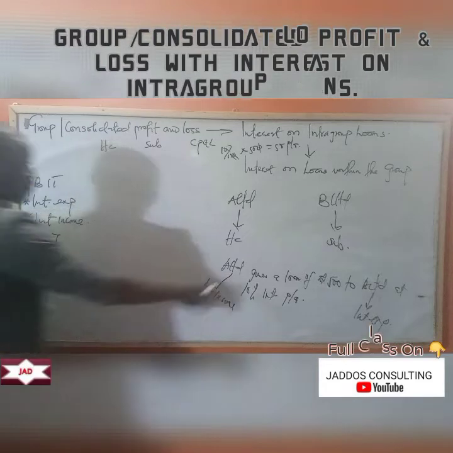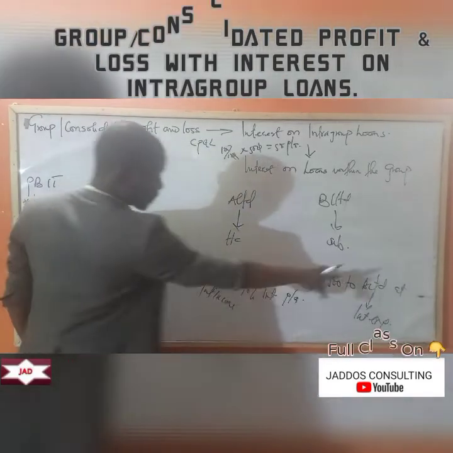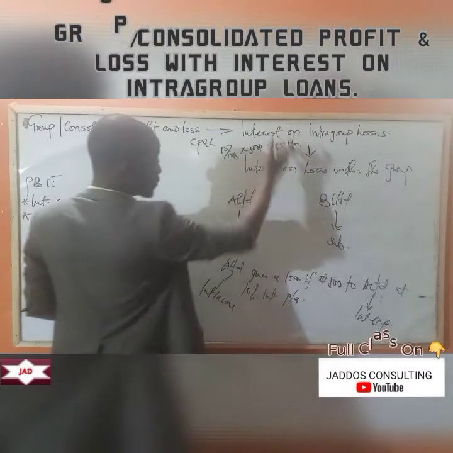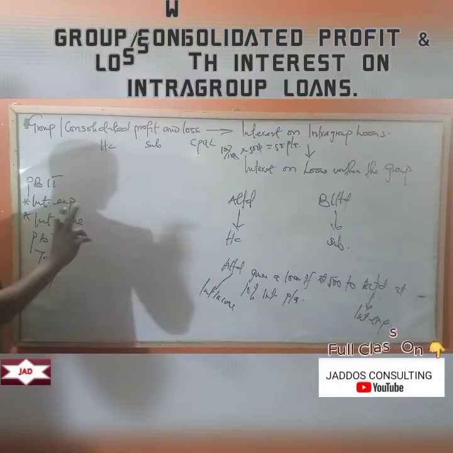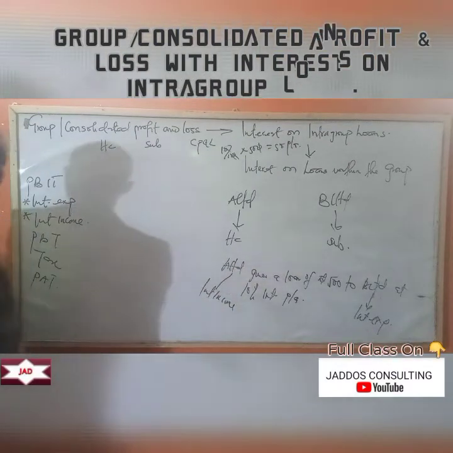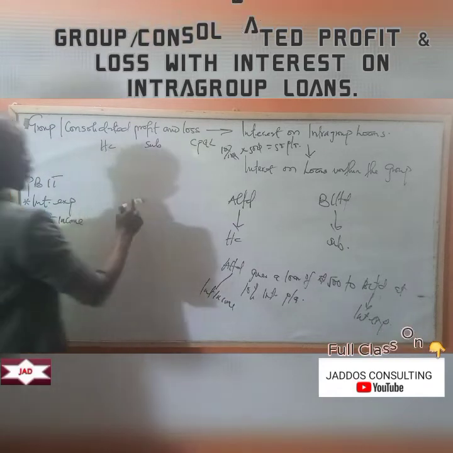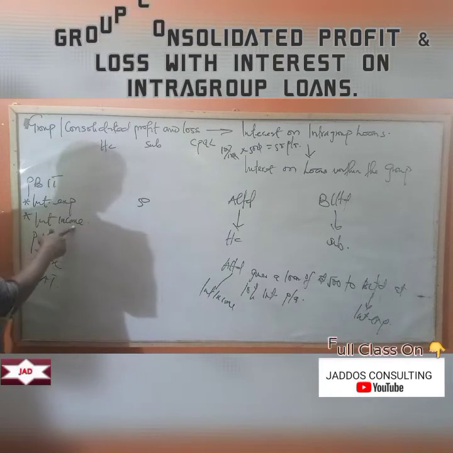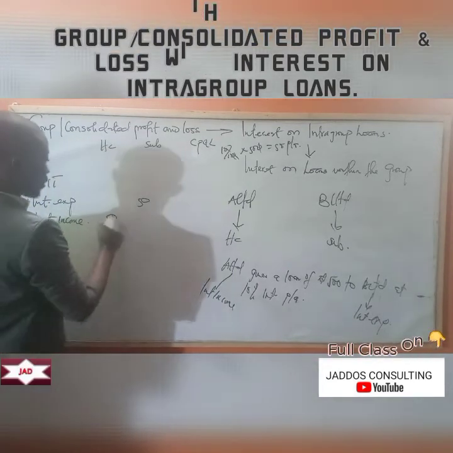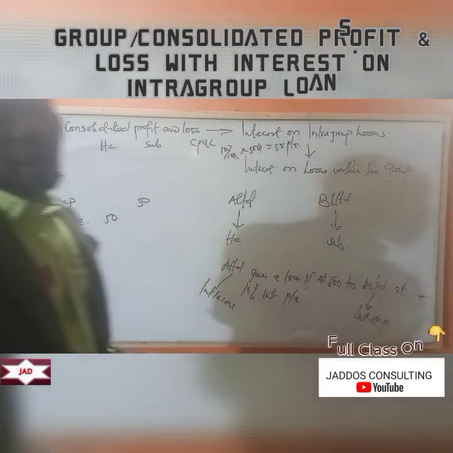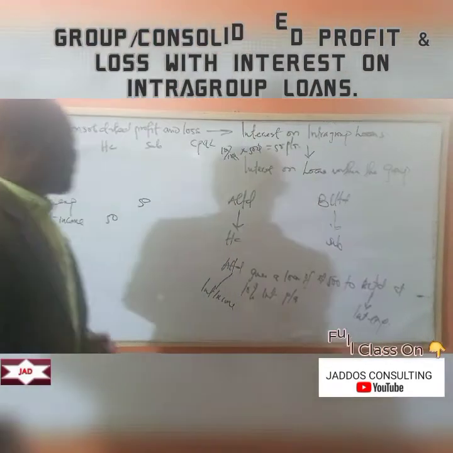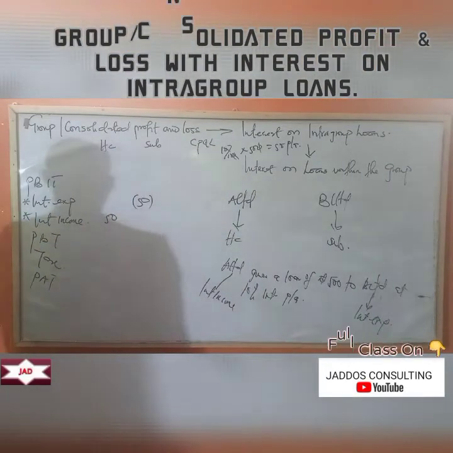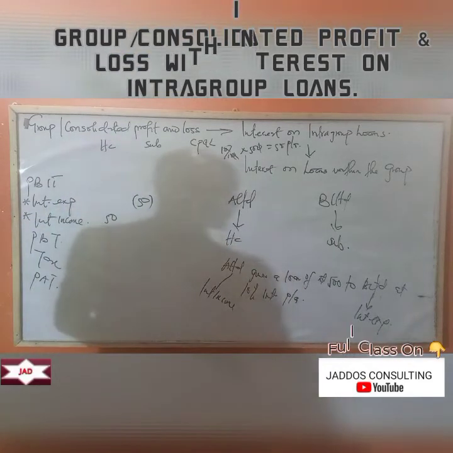Of course, if A Limited is giving out a loan to B Limited at an annual interest of 10%, it means that 10% of this amount, which is 50 naira per annum, B Limited, the one receiving the loan, is going to pay 50 as an expense. Then the one giving out the loan, it's going to be an income of 50. So this is what happens at separate entity level, right? Now, of course, expense items have this negative sign, income is positive, on the face of the income statement, right?